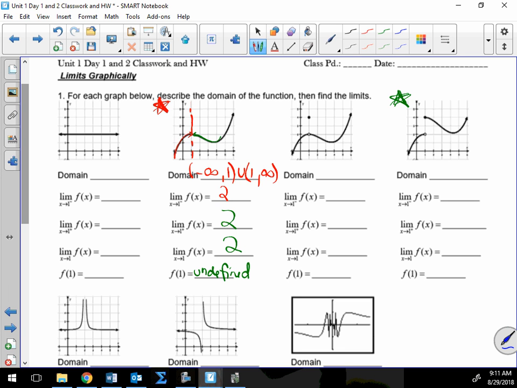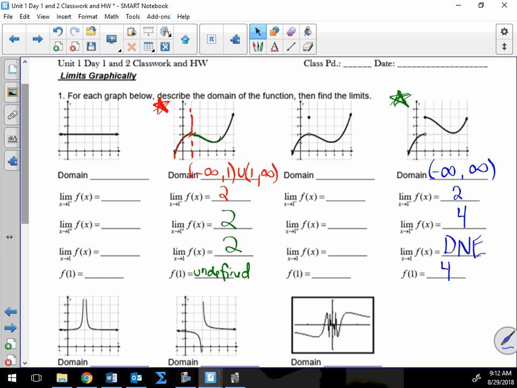All right, what's our domain? Infinity to infinity. Good. Even though there is this jump here, every single x value is defined along there. You think that one doesn't exist, but oh wait, it does. So our domain's infinity to infinity, no breaks in there. Okay, left hand limit, right hand limit, overall limit, good, does not exist, and the function value at 1. All right, questions on that? Okay, so let's go back to our limits.